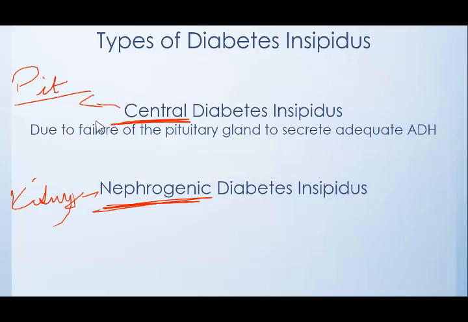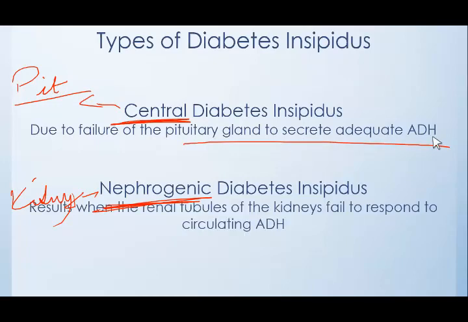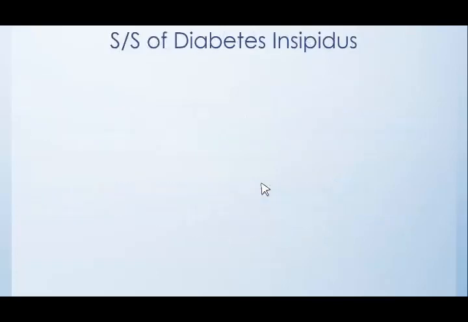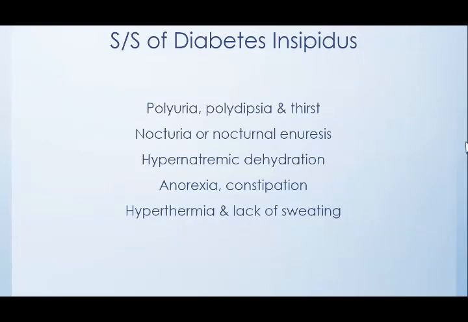The central diabetes insipidus is due to the failure of pituitary gland to secrete adequate ADH. And nephrogenic results when the renal tubules of the kidney fail to respond to the circulating ADH. Signs and symptoms of diabetes insipidus are common for both central and the nephrogenic type.